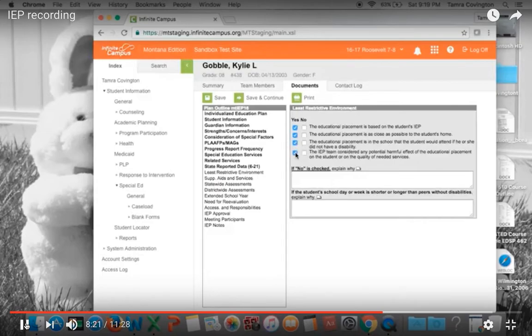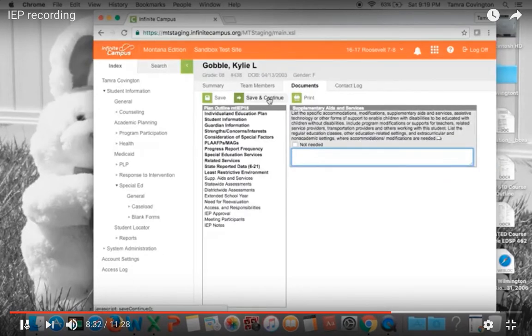These are the questions that are asked in regard to the least restrictive environment. If the student's school day is longer or shorter, you have to provide an explanation. This is where your supplementary aids and services go. These would be your accommodations and modifications for the regular education classroom, and or any special service that you're providing within the special education setting.